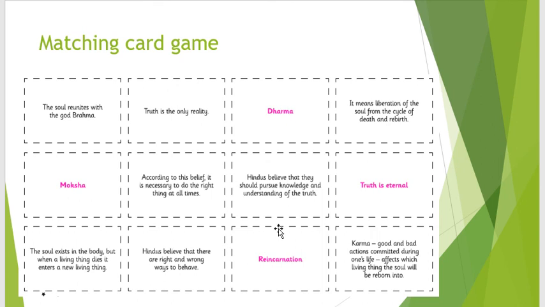So let's have a quick look at an example. Let's have a look at this one. According to this belief, it is necessary to do the right thing at all times. Okay, so that's Dharma, isn't it? Doing the right thing at all times. So if I was playing a game, I'd hope to be able to match those 2 up.